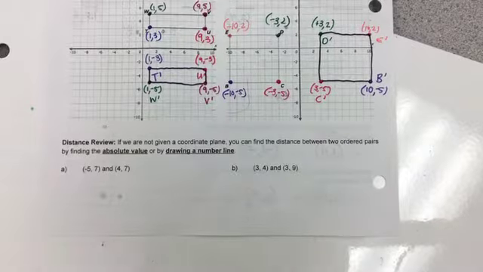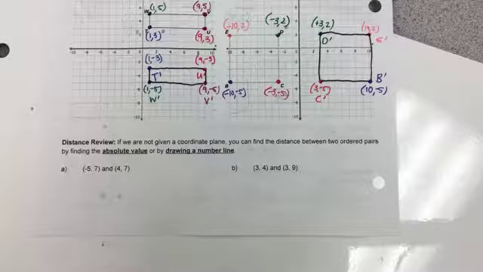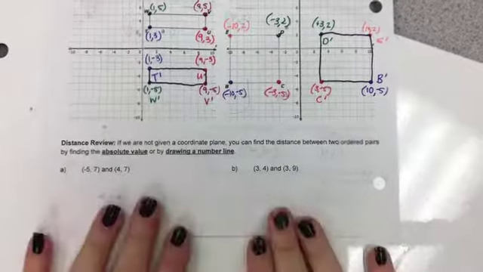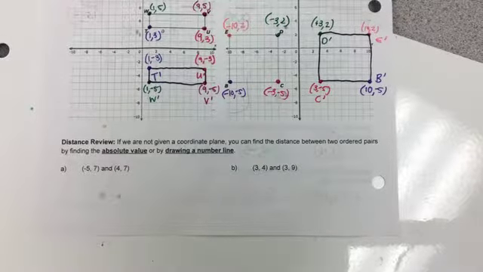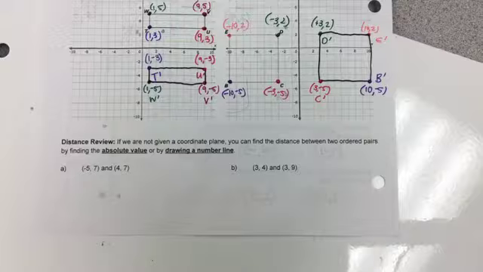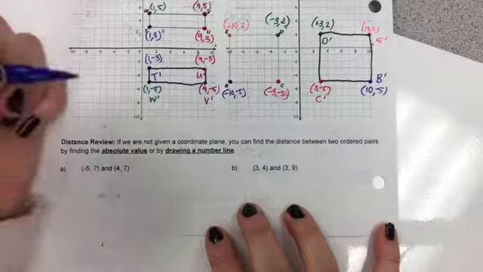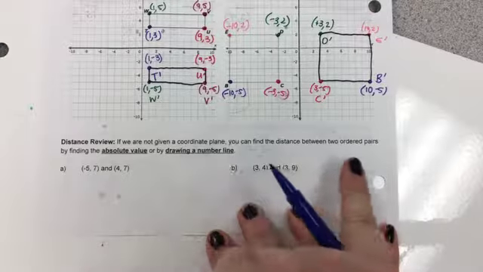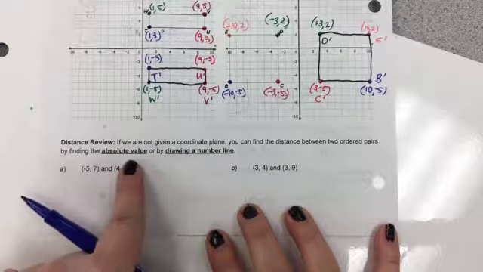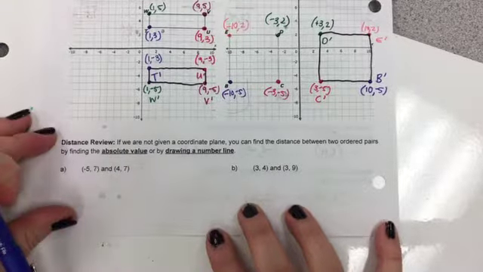The last part that we're just going to go over is distance review. So this is what we were going over over the last couple days. The distance review: if you are not given a coordinate plane, you can find the distance between two ordered pairs by finding their absolute value or by drawing a number line.